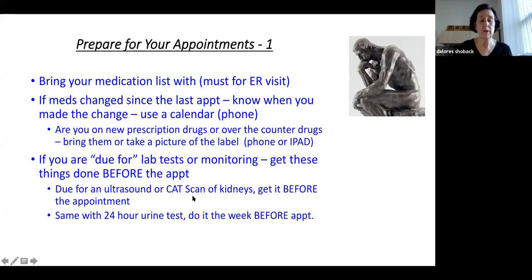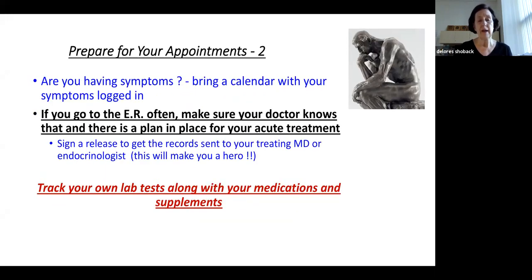So we have everything we can talk about. And the same with the 24-hour urine. Don't wait till after the appointment, do it before the appointment. So again, we can talk about what's going on right now in real time. And then I talked about symptoms, and we want to know, is the treatment plan working? Are your symptoms controlled? I mean, only you can tell us that.